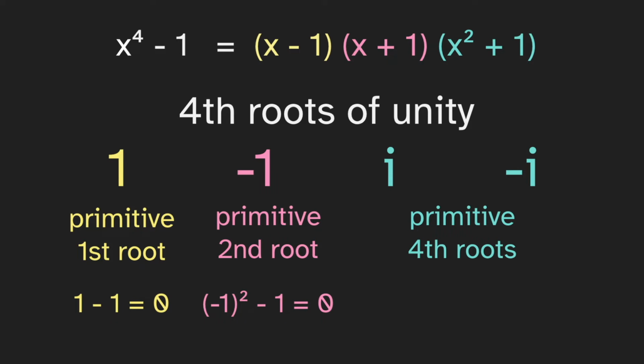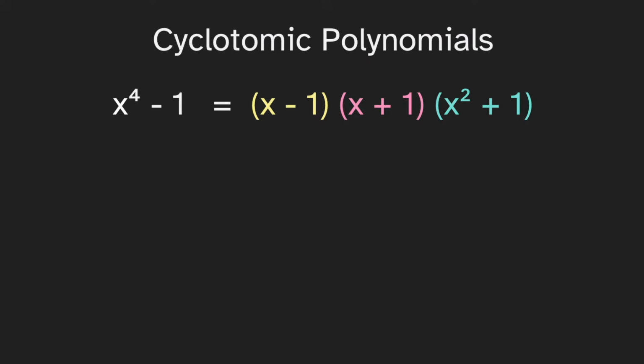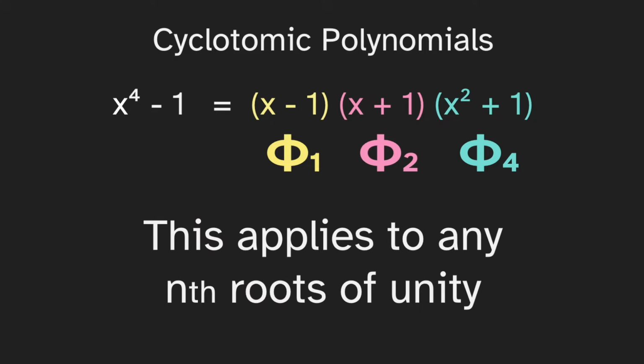And so those minimal polynomials at the top came by combining primitive roots of the same order. And we call them the cyclotomic polynomials. And we write that using the Greek letter phi, with a subscript to denote which primitive roots created it. So here we have phi sub 1, then phi sub 2, and phi sub 4. Now here we did this with x to the fourth minus 1 and the fourth roots of unity, but this applies to any nth roots of unity.